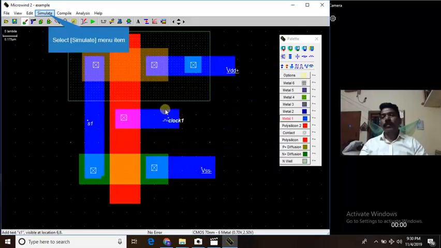Okay, so this completes the layout of an inverter. The top one is the PMOS transistor, the bottom one is the NMOS transistor. This is your output, this is your input, this is your VDD supply, and the bottom one is VSS. Then this completes the layout. So what we can do is simulate this inverter and see its behavior.